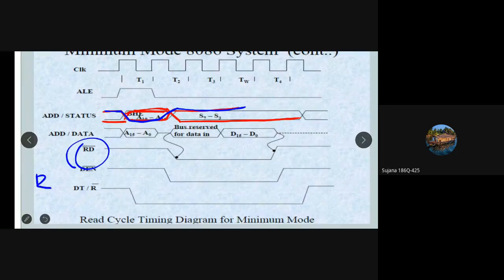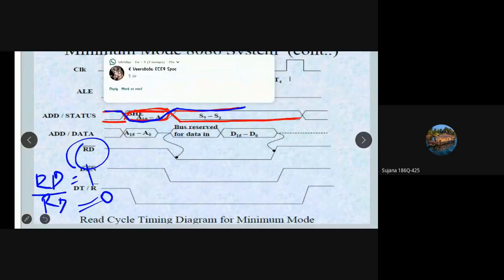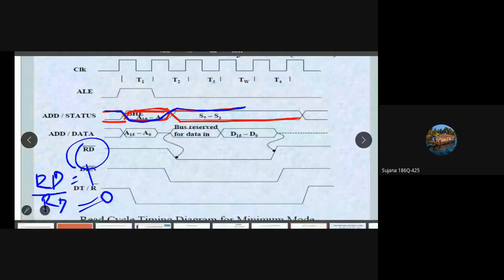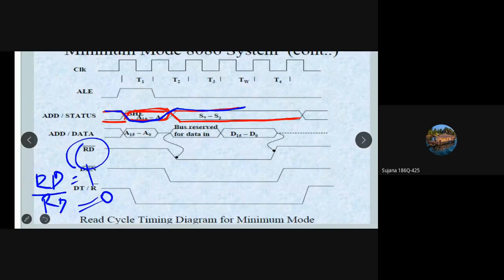So that means RD is equal to 1. RD should be 1, so read should be in high state. That means read bar should be equal to 0. Since it is read bar, so kept in high means we have to keep it in low state. Okay. So read bar will get activated. That means read signal is activated, so read bar should be made 0. Okay. So it is in low state.